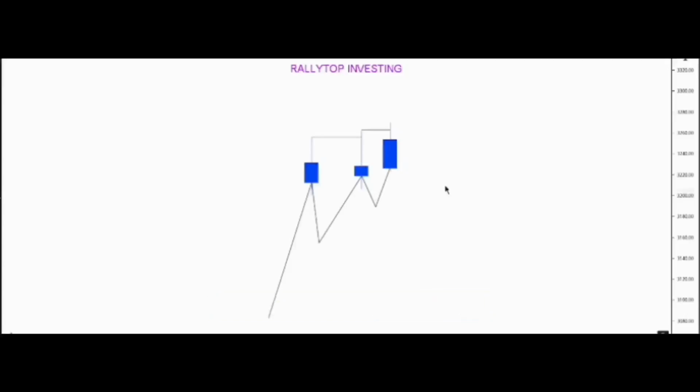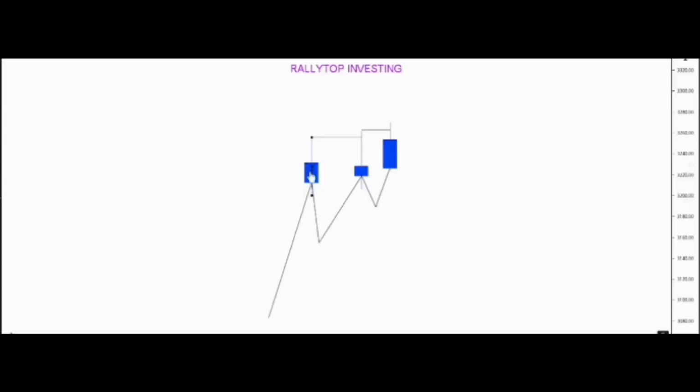The first thing you need is that you find price. Maybe price was in a bullish structure. You want to find price push higher and print a candle. Now, candle color doesn't matter here. Okay? What you want is the pattern that I'm about to show to you.